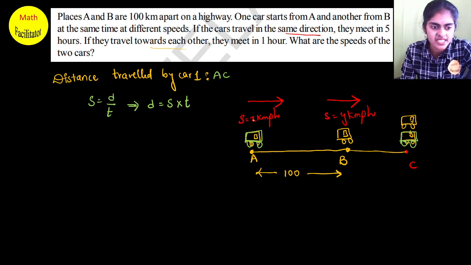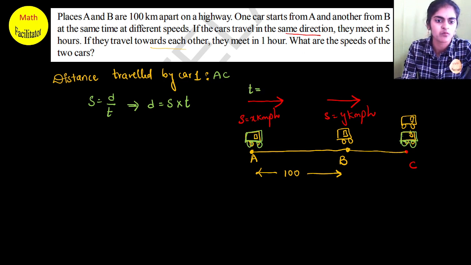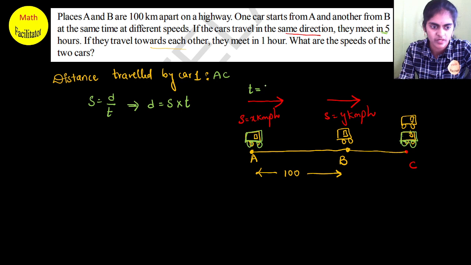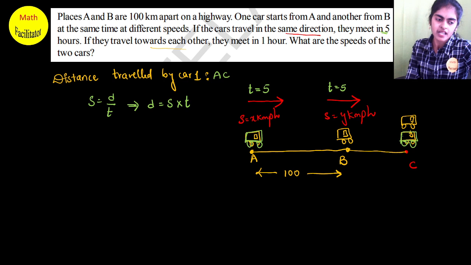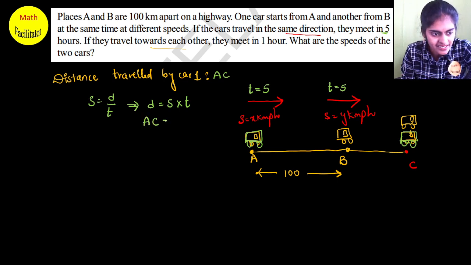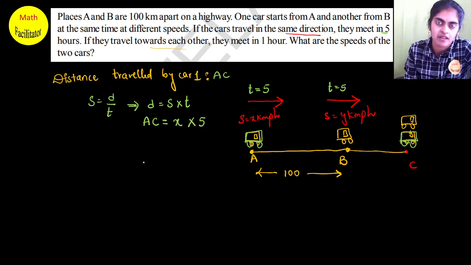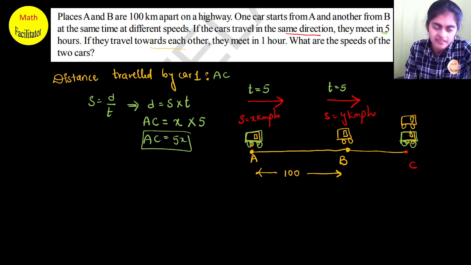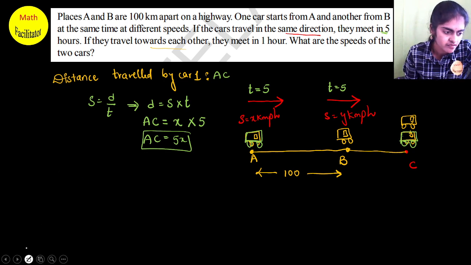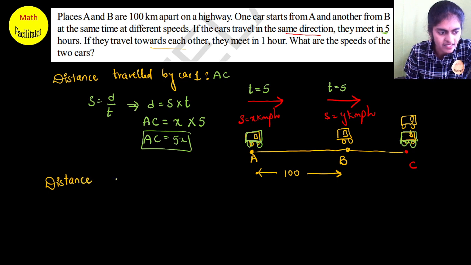Speed of first car you have taken as x kilometer per hour, and what is the time taken to travel? See, both the cars are traveling for 5 hours. They are meeting after 5 hours, which means both are traveling for 5 hours. So distance traveled by the car is AC. AC is equal to speed of first car x, and time is 5 hours. So AC I can write as 5x. X into 5 is 5x. Now see, who will tell me what is the distance traveled by the second car?